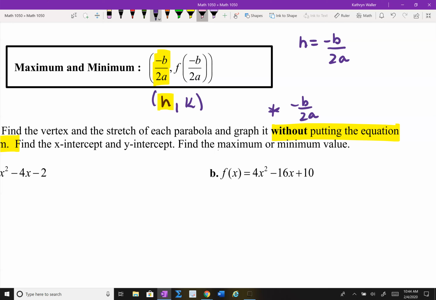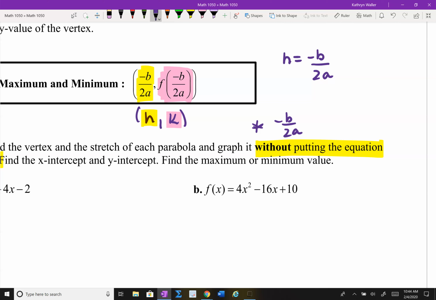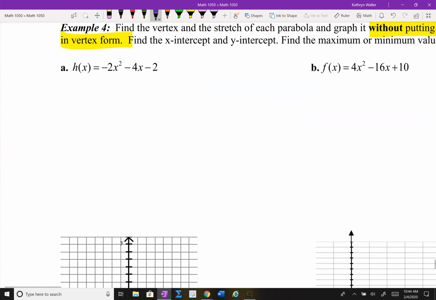And then to find K, which is your Y, someone tell me what that pink notation in that box means. F of -b/2a. What does that mean? You just plug it in. Yeah, it's not scary at all. You just plug it in. What's it? You plug in your H that you just found. Okay? Okay, let's go ahead and do this.